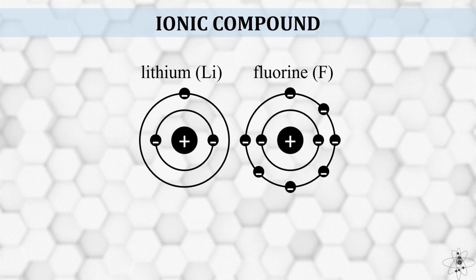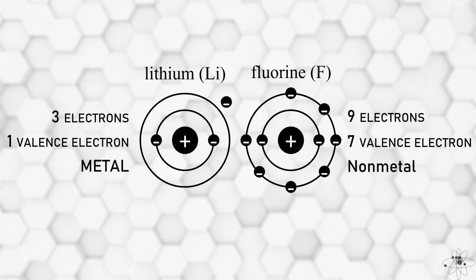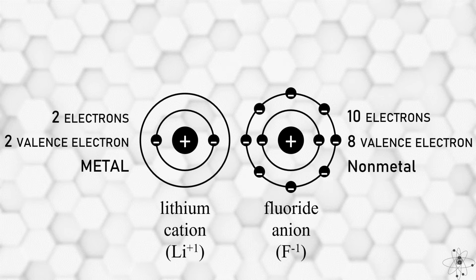A lithium atom originally has 3 protons and 3 electrons with 1 valence electron, while a fluorine atom has 9 protons and 9 electrons with 7 valence electrons, or 7 electrons in its outermost shell. They're both neutral atoms. Lithium readily loses its only valence electron, and fluorine receives it. This results in a lithium cation, still with 3 protons but just 2 electrons now, giving it a positive 1 charge. Fluorine, after receiving 1 electron, becomes a fluoride ion, still with 9 protons but with 10 electrons now.